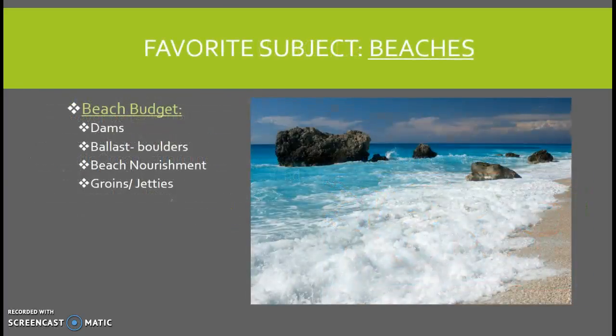And then my favorite subject was the beaches. I thought beach budget was really interesting because, like I said, I'm huge on conservation. I'm huge on making the earth a better place, and I love being next to the beach. I went to Santa Barbara last year, and my school was right next to the beach, so I really enjoyed that.